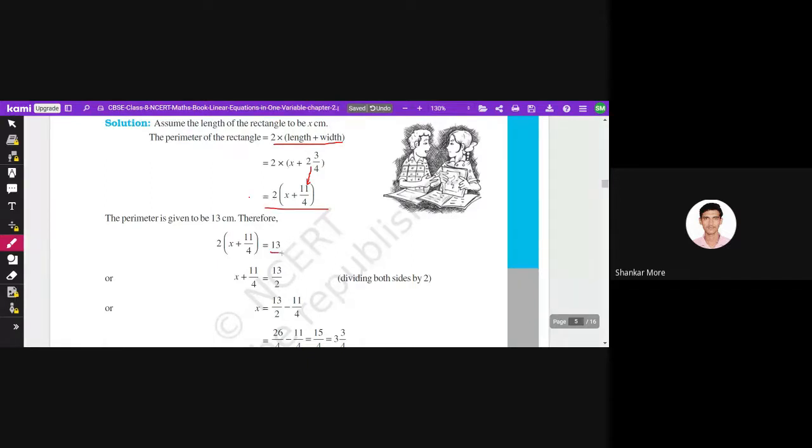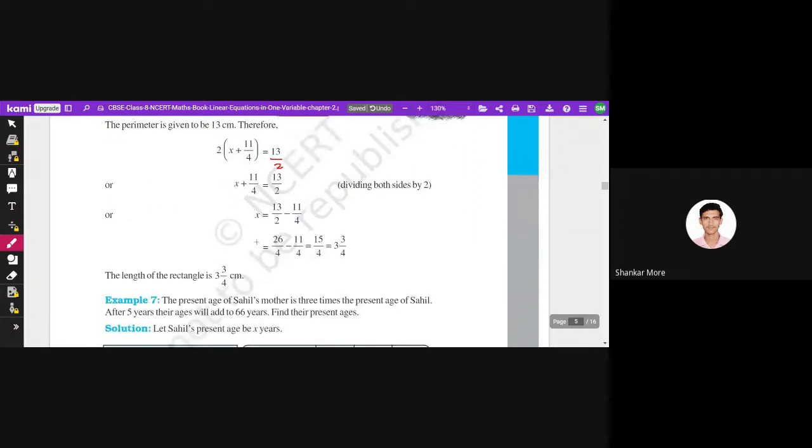So I have written the value of 13 here. Now this 2, which is in multiplication here, will go to the other side and come in division. So x plus 11/4 is equal to 13/2. Now x is equal to 13/2 minus 11/4. Now we can write this 13/2 as 26/4. So 26/4 minus 11/4 is equal to 15/4. This can be written again as a mixed number.